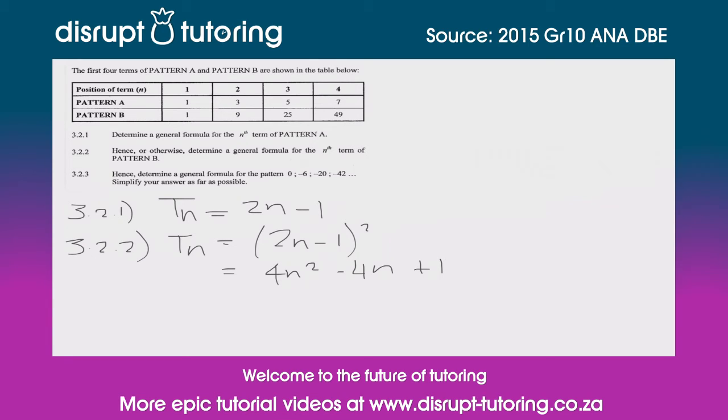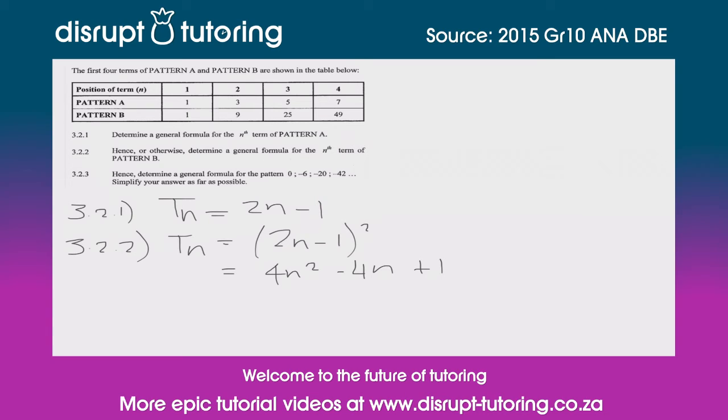Right. And then finally, we've got 3.2.3. And this one's a little trickier, but I have no doubt you're going to get this one right. They've said to us, hence determine a general formula for 0, minus 6, minus 20, minus 42, etc. Now that's very strange. Those numbers, where on earth did they come from? So there needs to be a little bit of work and thought from your side to see where they've specifically picked those numbers up from.